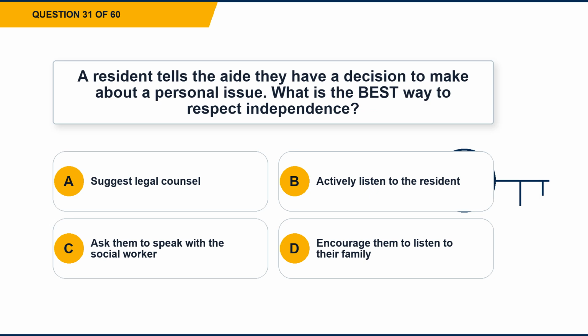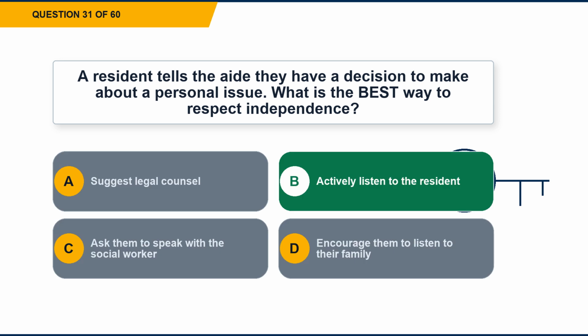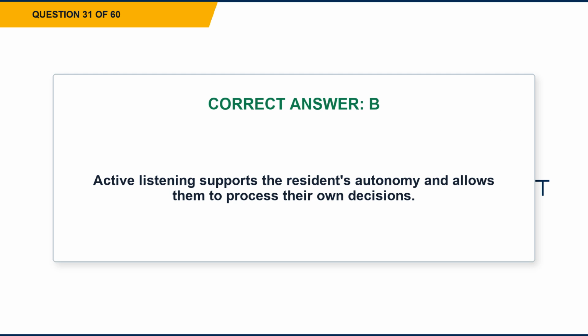Question 31. A resident tells the aide they have a decision to make about a personal issue. What is the best way to respect independence? Option A, suggest legal counsel. Option B, actively listen to the resident. Option C, ask them to speak with the social worker. Option D, encourage them to listen to their family. The correct answer is option B, actively listen to the resident. Explanation. Active listening supports the resident's autonomy and allows them to process their own decisions.